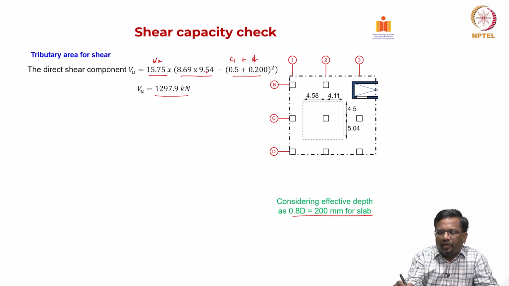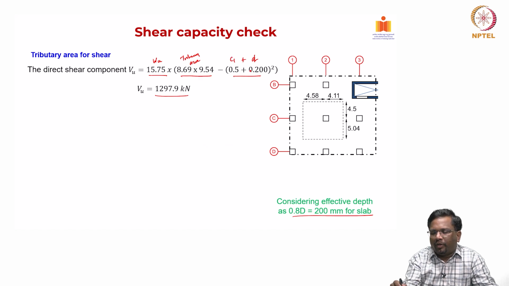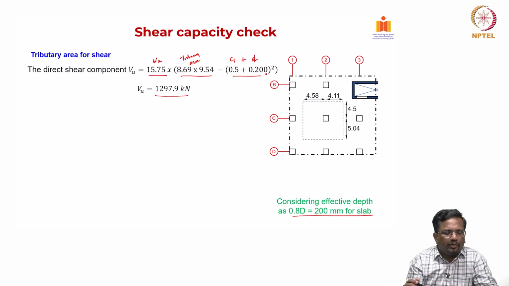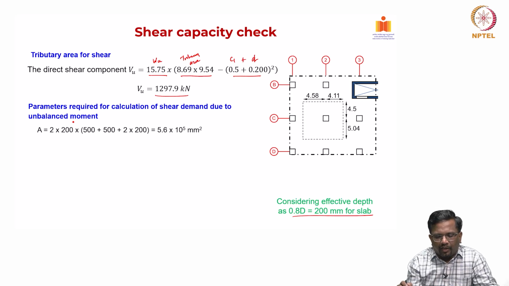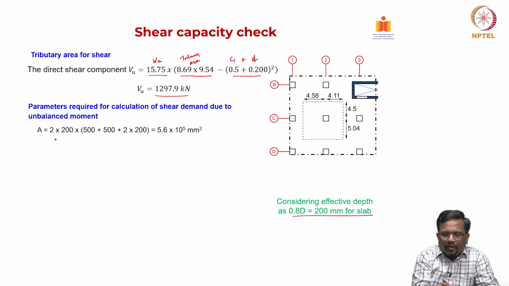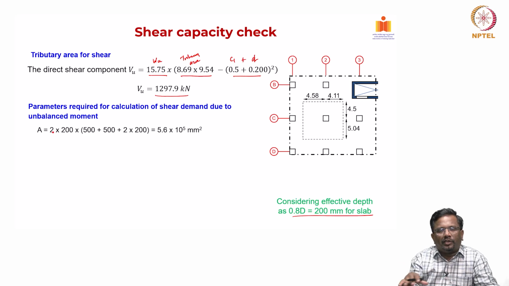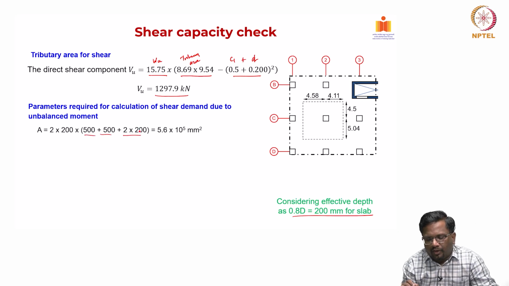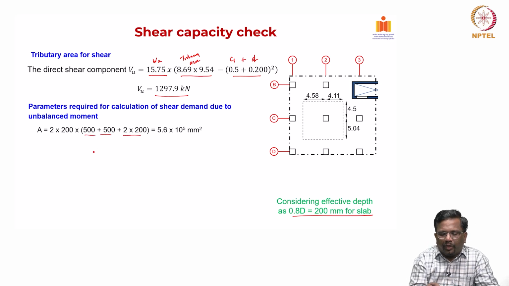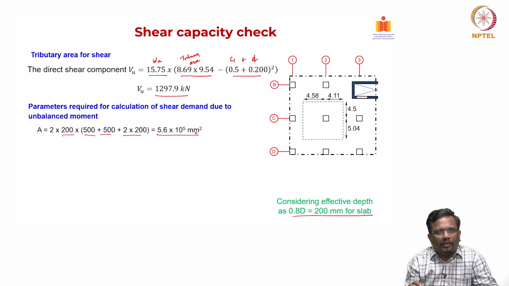So, this is the total tributary area, right, and this is the factored load divided by the critical perimeter area, right. So, you get your factored direct shear. Now, for unbalanced moment, again we have to calculate the area of the cross section that is resisting that shear. The critical perimeter is 500 plus 500 plus 2 into 100, that again you multiply by twice and your effective depth. So, this is the critical shear perimeter area.